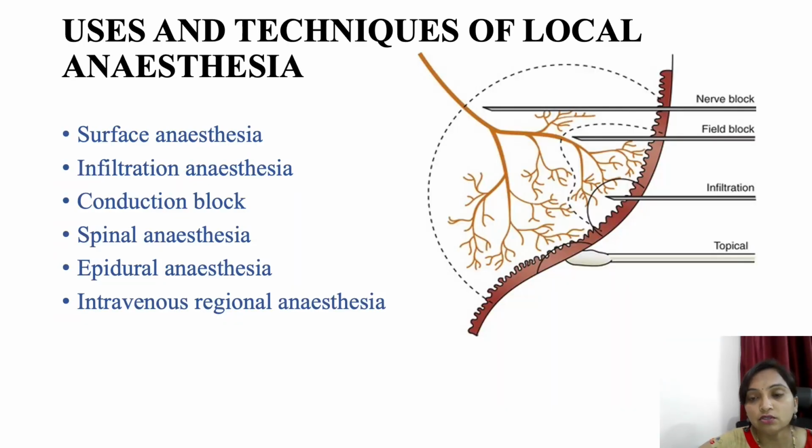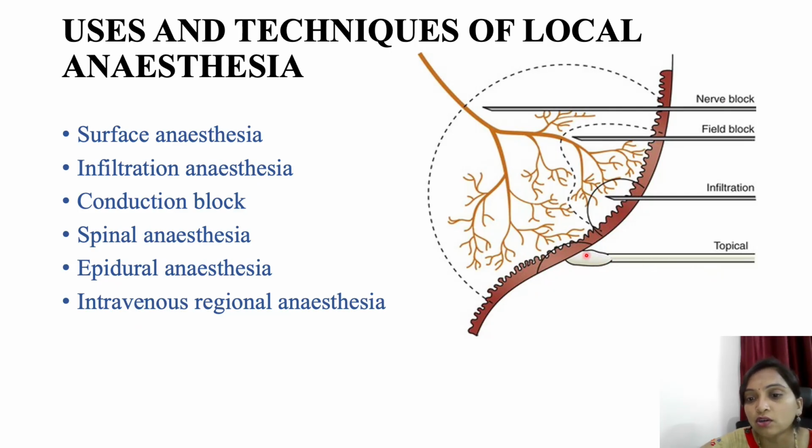Moving on to the individual techniques. So we saw local anesthetics are used as surface anesthetics, infiltration anesthetics, conduction block, spinal anesthesia. They are also used in case of epidural anesthesia and intravenous regional anesthetics. So this picture shows what is the area which is anesthetized with different local anesthetic injections.